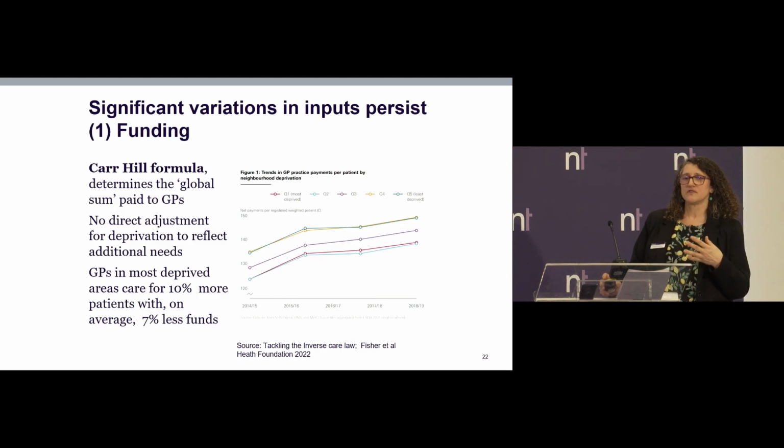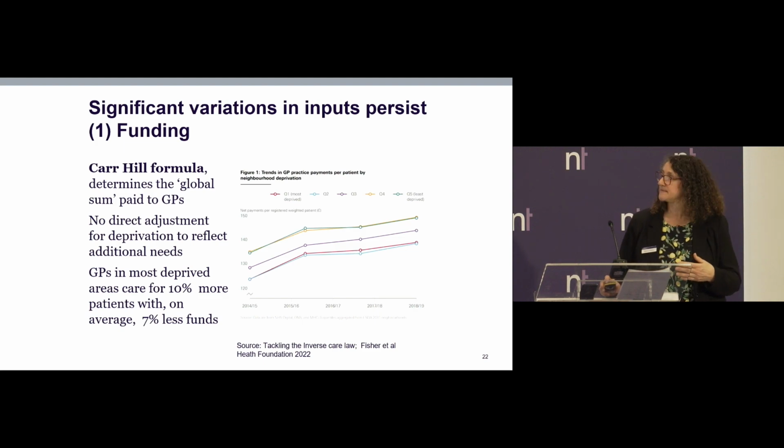So first, for those of you that don't know, the Carr-Hill formula is the funding formula through which the global sum, which is a payment for each registered patient in a GP practice, is paid. And there is no direct adjustment for deprivation to reflect additional needs. There are adjustments for standardised mortality rates and a couple of other things in each area, but that doesn't adequately compensate for the additional morbidity and the additional workload of looking after populations from deprived areas. And GPs in the most deprived areas care for around 10% more patients with, on average, 7% less funds.